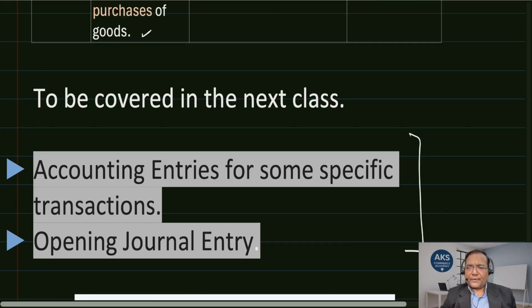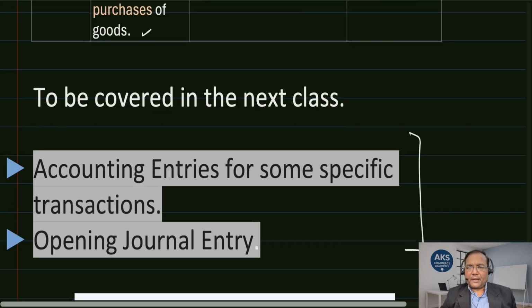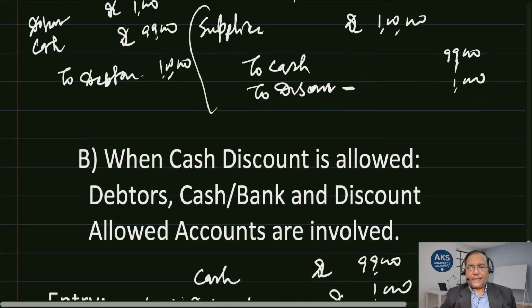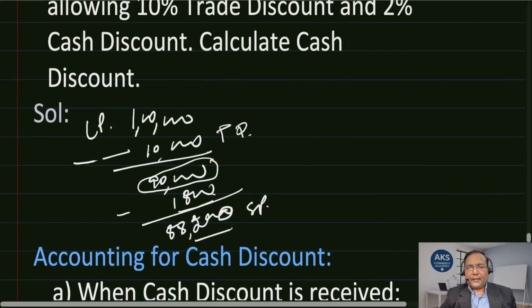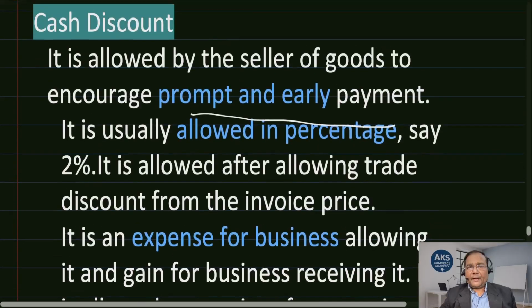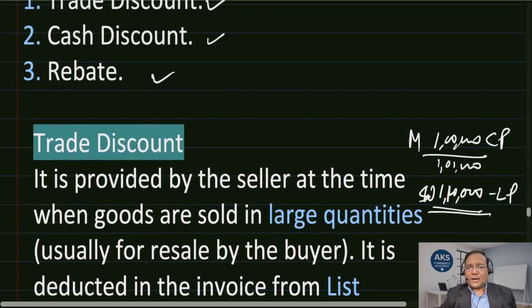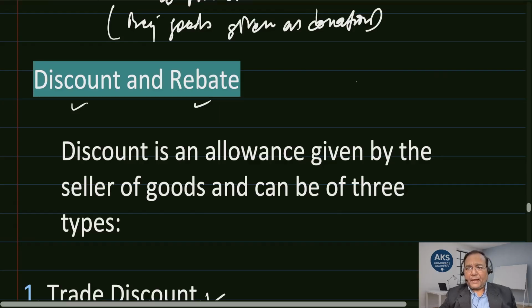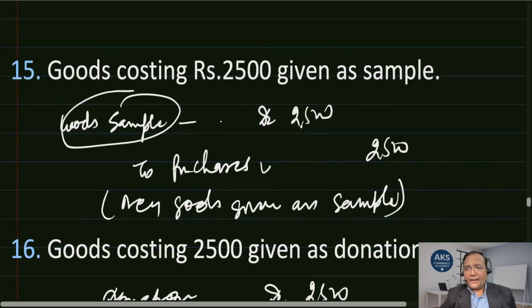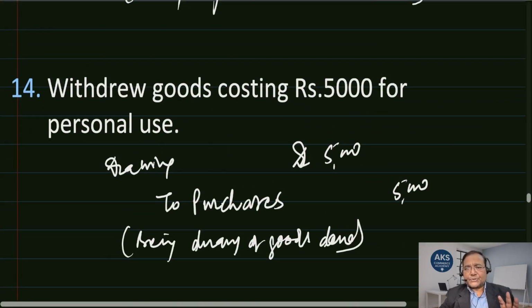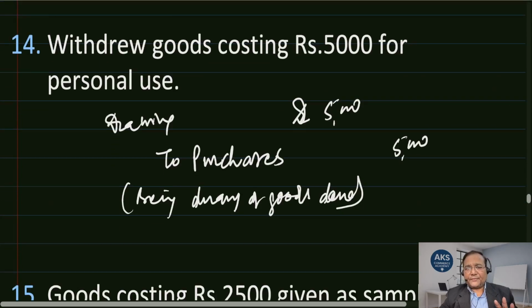So I hope whatever we have discussed today must have been understood by you all. We'll quickly go through this. We started today's discussion by understanding the journal entries precisely on trade discount, discounting, and rebate. What are the rebates that we have seen? Then we have seen various journal entries, many of them covering different accounts.